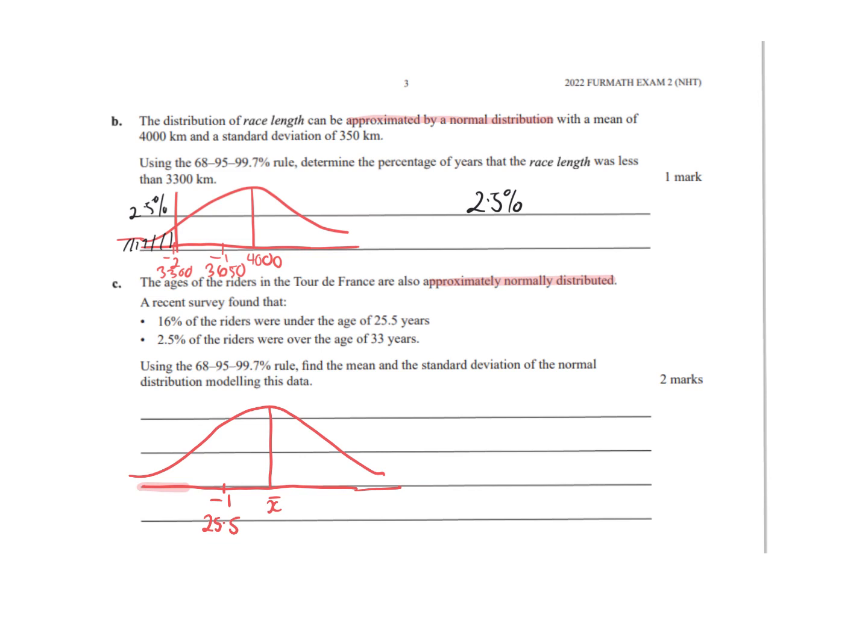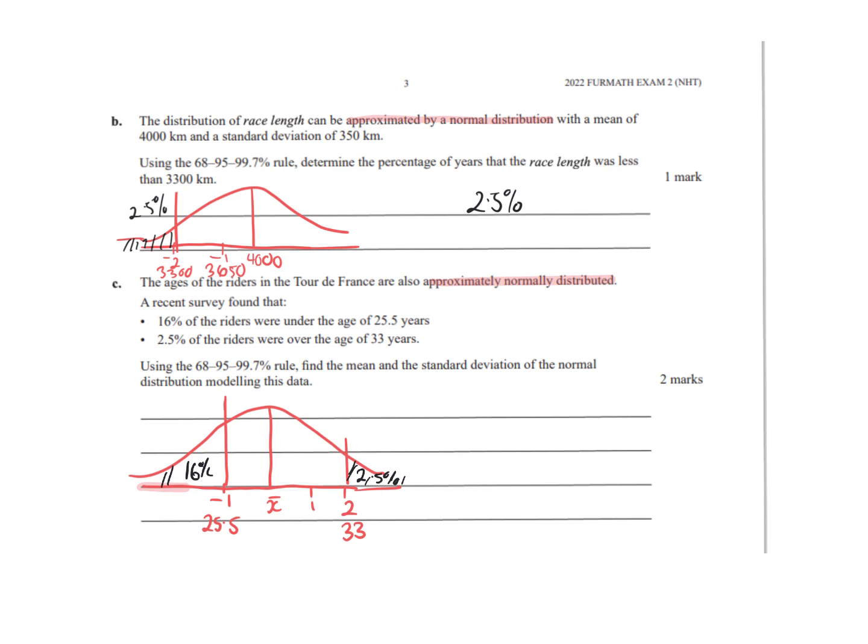Now they said 2.5% of the riders were over, so where am I in terms of the mean? Am I +2? Yes, good. Do we all understand that? So up there at +2 is 33 years, okay? Because what they told me was that this bit was 16% and this bit was 2.5%, okay? So that's what they've given you.